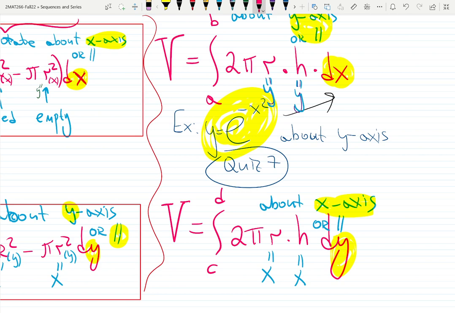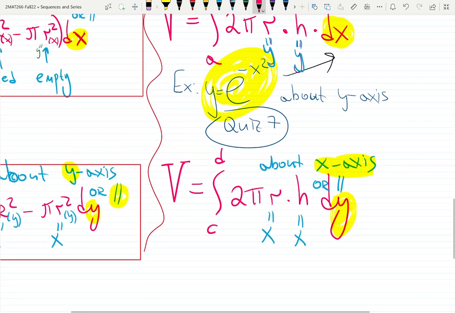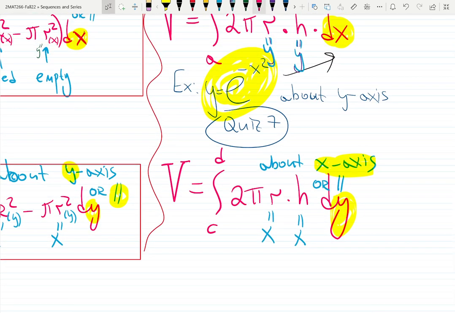So about the x-axis, that's the dy case for the shell method. 2 pi r h. x equals function of y, function of y, function of x, function of x.